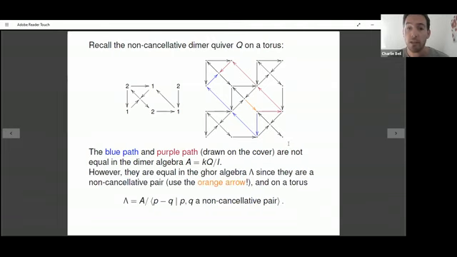However, they're equal in the Gore algebra Lambda, since they are a non-cancellative pair. And you can see this by using this orange arrow. On a torus, the Gore algebra Lambda is equal to the dimer algebra A modulo the differences of paths of non-cancellative pairs of paths. And just as a caution, this equality does not hold on higher genus surfaces. These are not equal on higher genus surfaces.